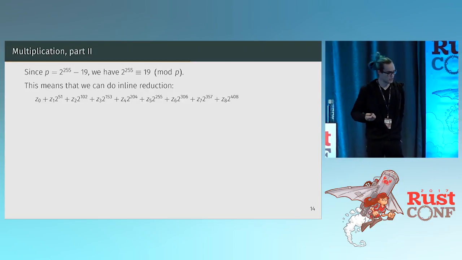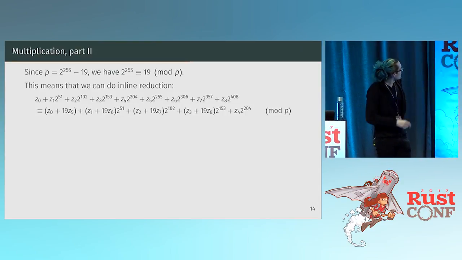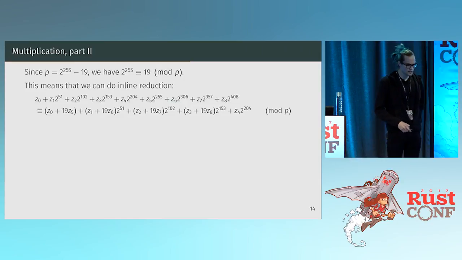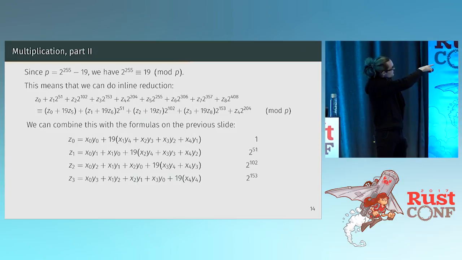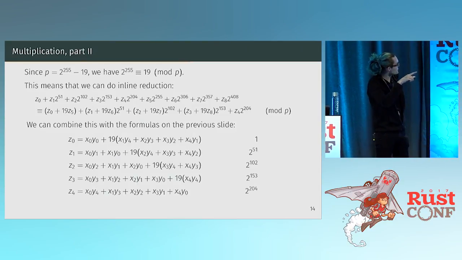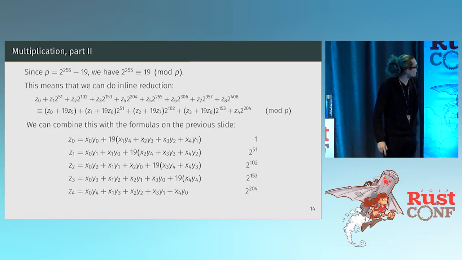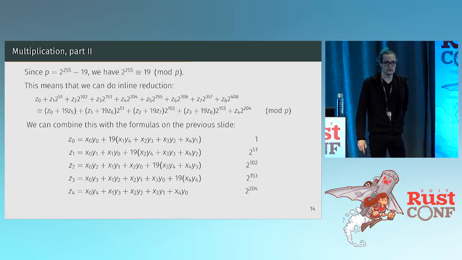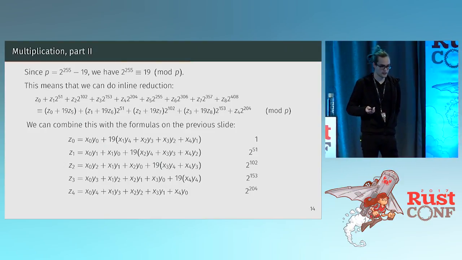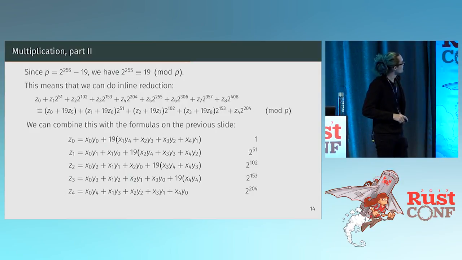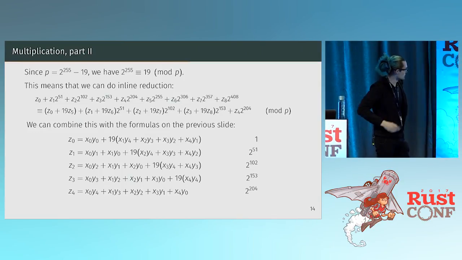And so why is this useful? If you write out this product that we've just computed, then you can see that, for instance, this Z5 term has a 2 to the 255. You can replace that 2 to the 255 by a 19. Similarly, for this 2 to the 306 term, you can write it as 2 to the 51 times 19, and that simplifies into this nice thing. So you can get basically a pretty fast inline reduction. And when you combine that with the formulas on the previous slide, you get this, where the triangle below is going to get moved up into the upper part.